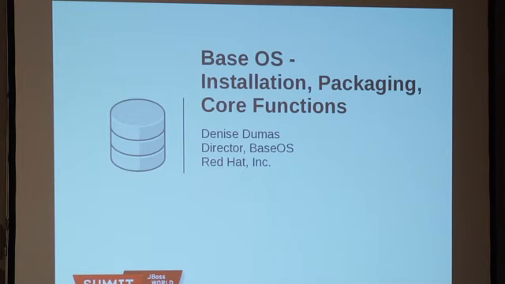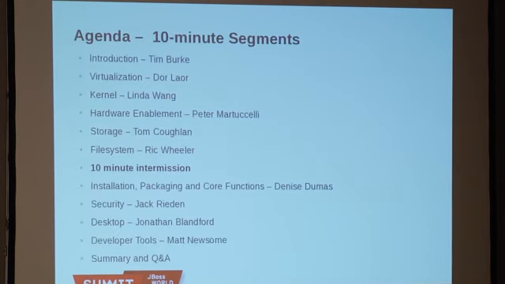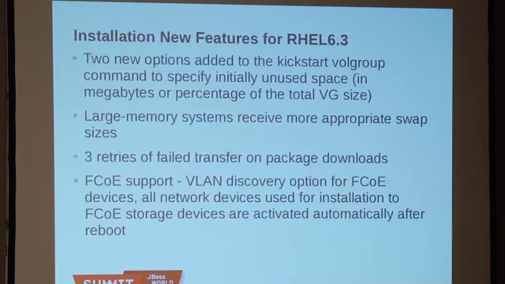Hi, my name's Denise Dumas, and I run the Base OS team for the platform group. Base OS covers installation and packaging, so things like yum and RPM. It also covers lots of the core functions, so the commands and utilities and daemons, and the odds and ends: Postgres, Apache, God help me, Ruby. So I'm going to talk about some of the changes that we've done for 6.3 and 5.9 and some of the work that we're looking at for RHEL 7.